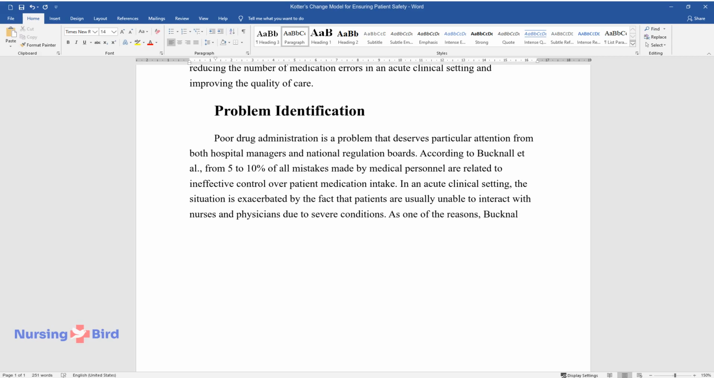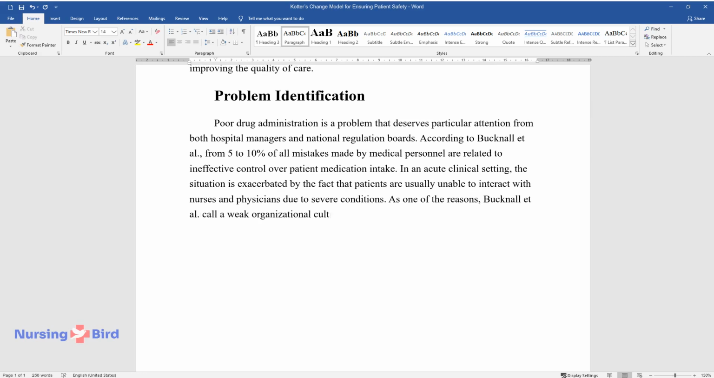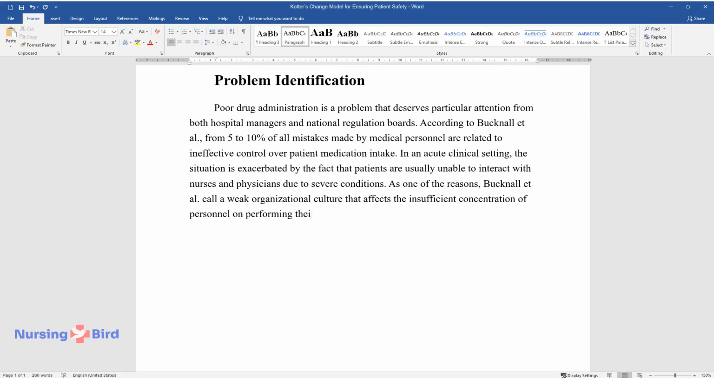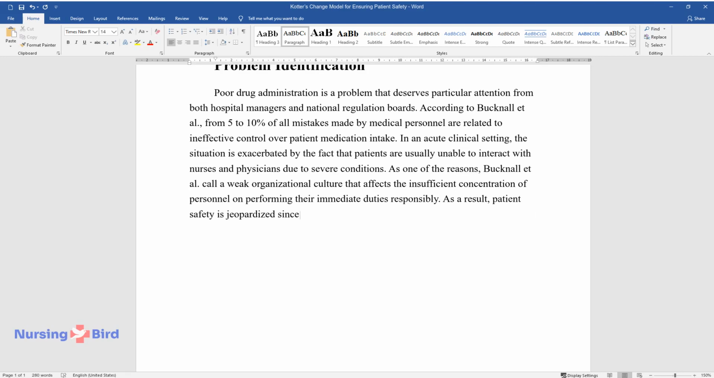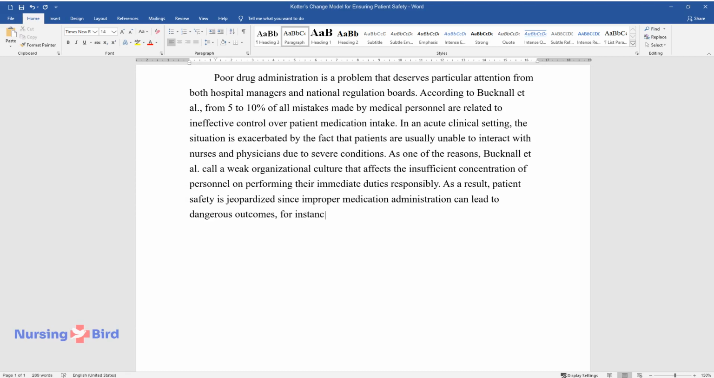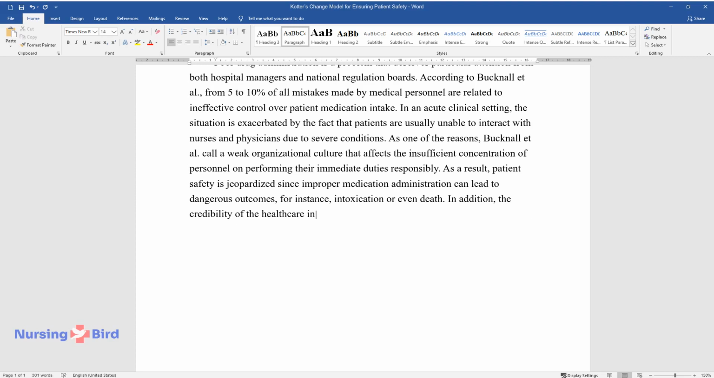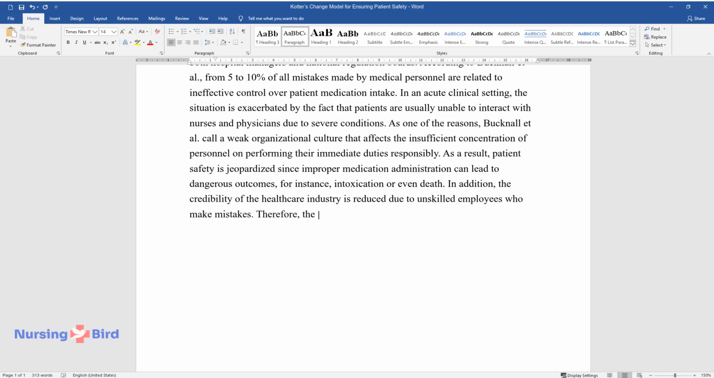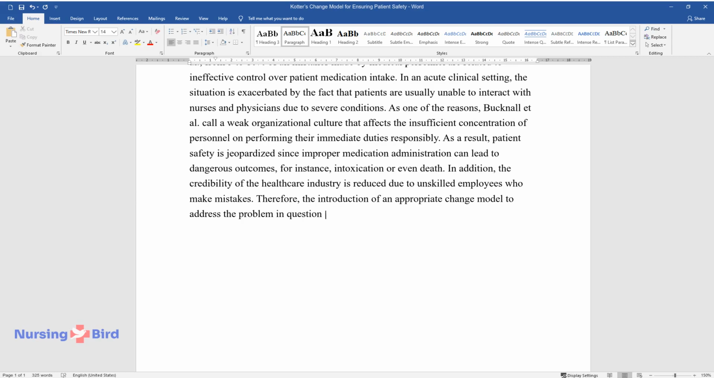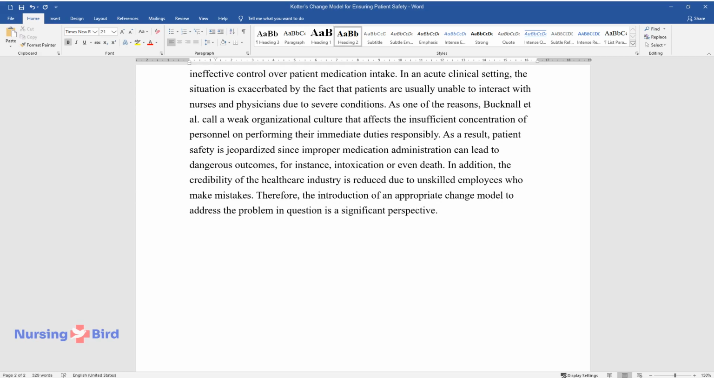As one of the reasons, Bucknall et al. call a weak organizational culture that affects the insufficient concentration of personnel on performing their immediate duties responsibly. As a result, patient safety is jeopardized since improper medication administration can lead to dangerous outcomes, for instance, intoxication or even death. In addition, the credibility of the healthcare industry is reduced due to unskilled employees who make mistakes. Therefore, the introduction of an appropriate change model to address the problem in question is a significant perspective.